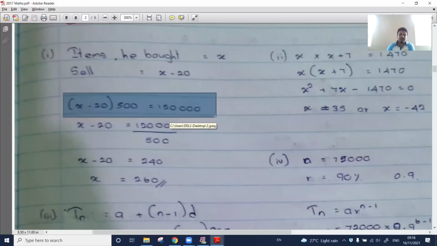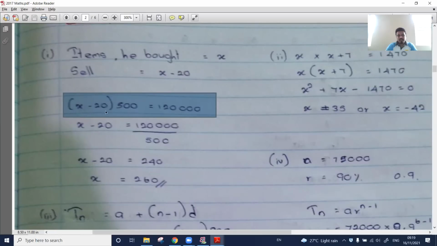Remaining number of items he has sold at 500 rupees per item, and by selling, he was able to recover his cost. His initial cost was 120,000. This should be the correct approach. Then we need to simplify this. We need to get the value of X. How many items did this person purchase initially?